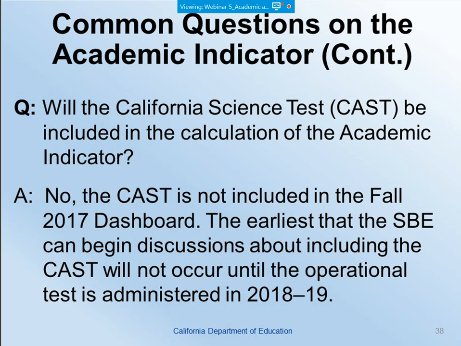People are already starting to ask about the California Science Test, or CAST, and whether that's going to be included in the academic indicator. And of course, we can't include it for the fall because we don't have any data yet. So the earliest that the board can really begin discussions about this is when the CAST becomes operational, which is in 2018-19.